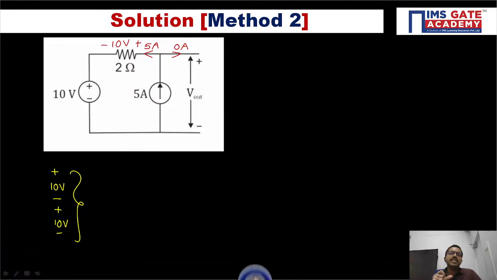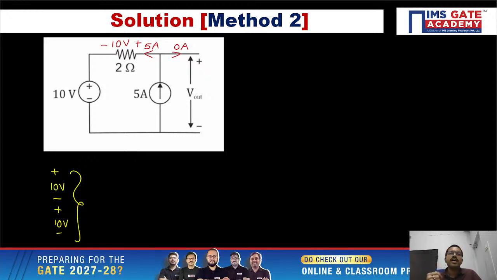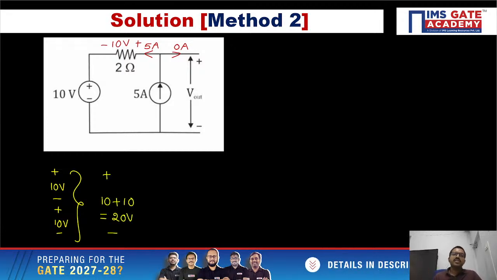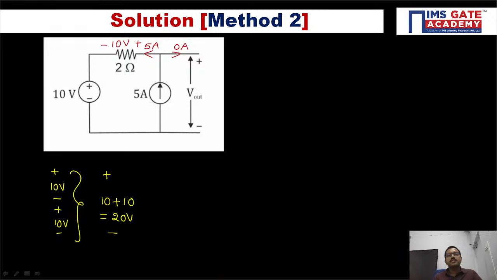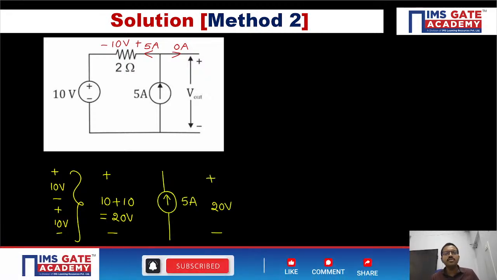Now when you are getting the same voltage polarity, plus minus, that means you can add. Suppose if plus minus is there and minus plus is there, we have to subtract. In this case we can add. So accordingly you are getting 20 volt. Now this 20 volt you are getting across the 5 ampere. That's all.